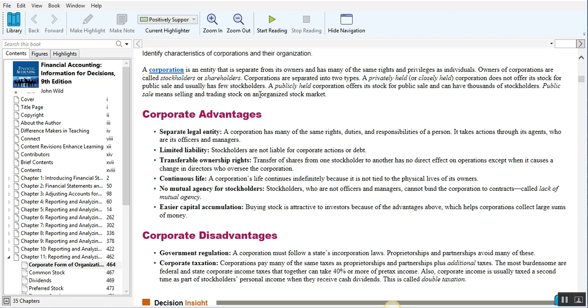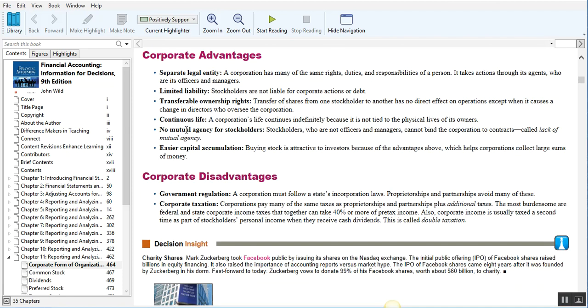So if the owner dies in a proprietorship, unless that business is sold, there's no way it's going to continue, and whatever it continues as after its sale will not be the same as it was before. Corporations continue on regardless of what the ownership structure looks like. So in a corporation, the advantage is that this separate legal entity structure provides a couple of things. One, limited liability for stockholders.